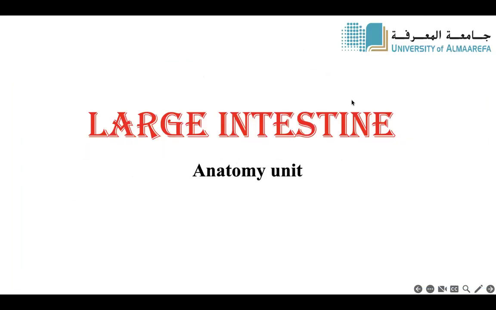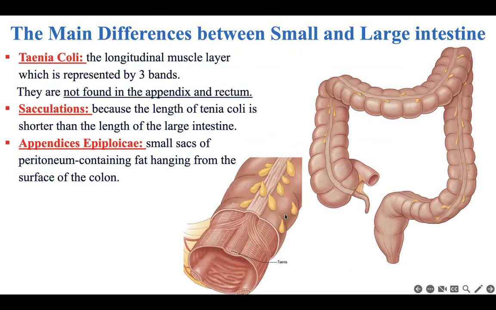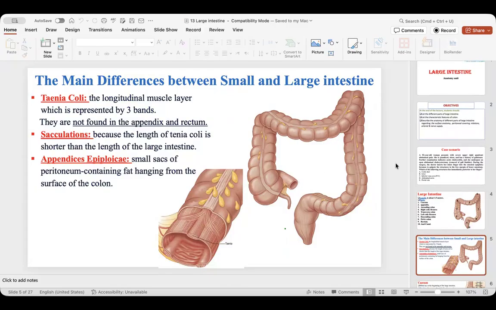Large intestine. Anatomy of the large intestine. What are the parts of the large intestine? We have the large intestine, about 1.5 meters in length, starting from the right side at the cecum.